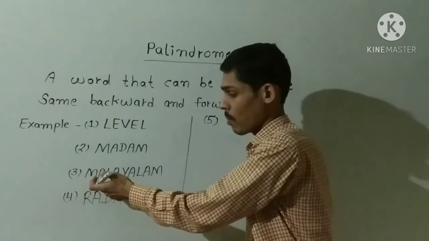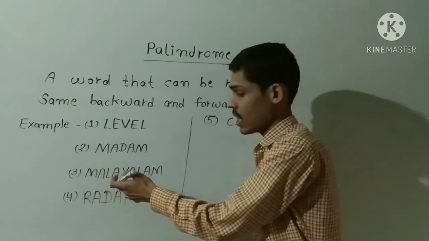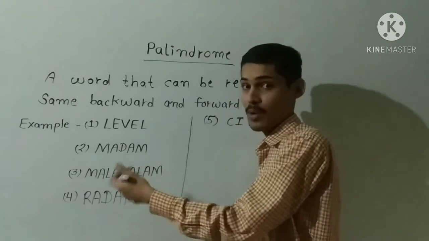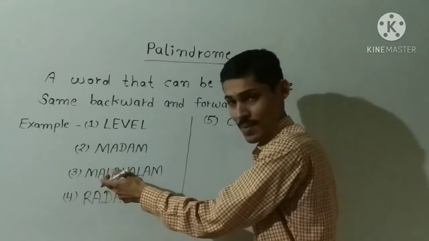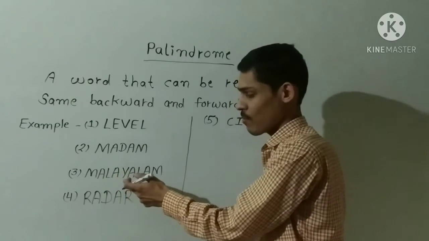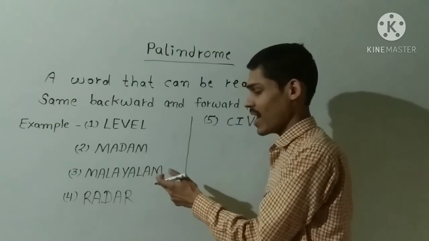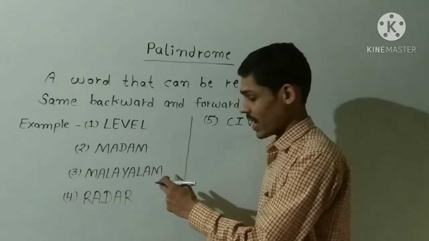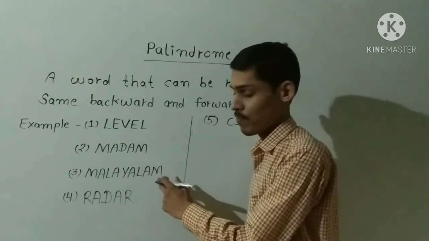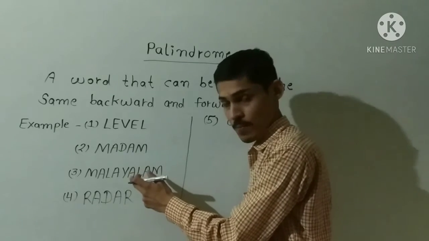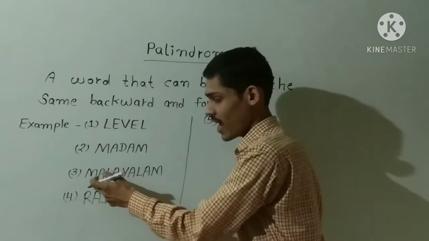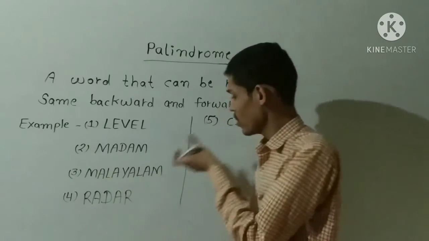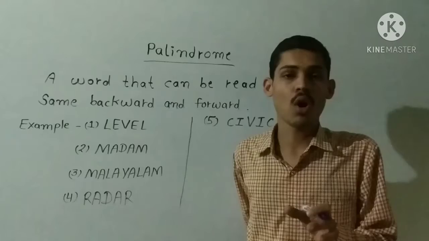Third, Malayalam, M-A-L-A-Y-A-L-A-M. Sorry, I am going to read it again. M-A-L-A-Y-A-L-A-M. Malayalam. Now, you can read it from the backward as well, but the spelling will be same. Now let's talk about the fourth. These are all examples of palindrome.